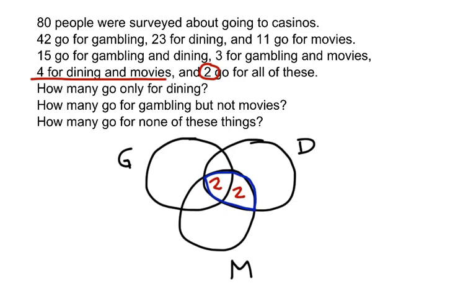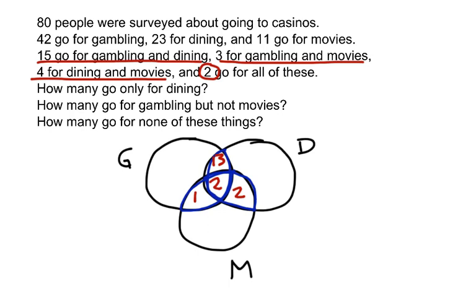We're told that 3 go for gambling and movies. So I need to figure out, okay, where's gambling and movies? Gambling and movies is over here. I need to have a total of 3. So far I have 2, so I need 1 more person in that overlap. I'm told that 15 go for gambling and dining. Well, gambling and dining overlap here. I need to have 15 people in that overlap. So far I have 2. So that means I'm going to need 13 more in that little slice.